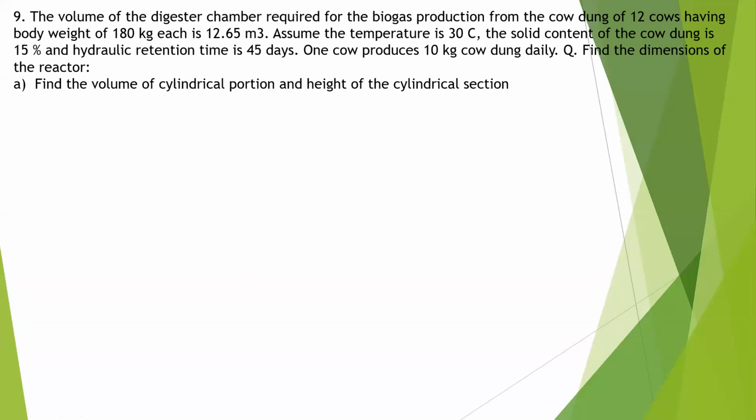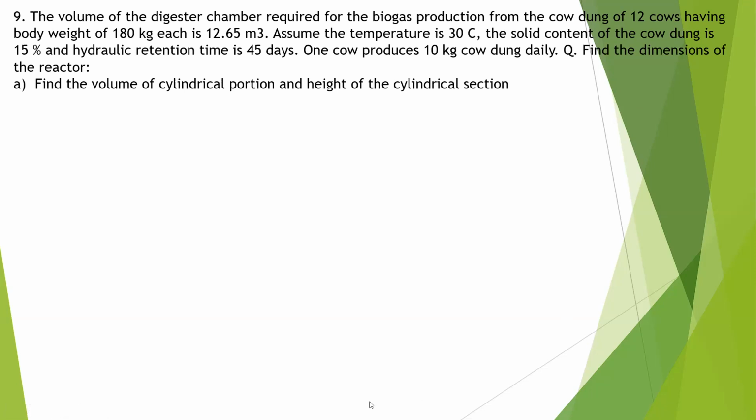So we have one numerical. This numerical is part of week 6. There was one numerical in the assignment in which we have to find out the volume of the digester chamber. So we will try to find out the dimensions of this chamber. In that question, the volume of the digestion chamber was 12.65 meter cube. The question says the volume of digestion chamber required for biogas production from cow dung of 12 cows having body weight of 80 kg each is 12.65 meter cube.